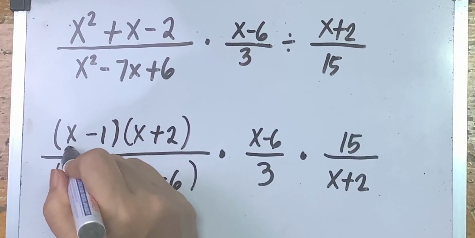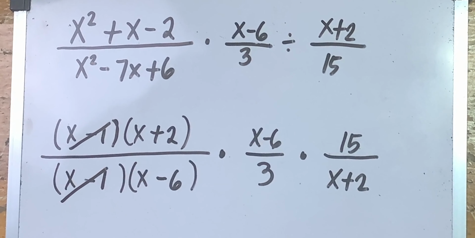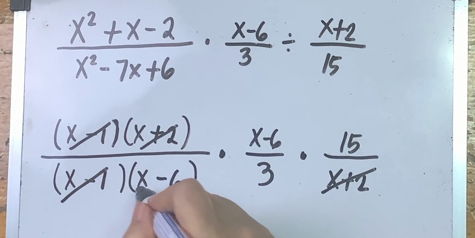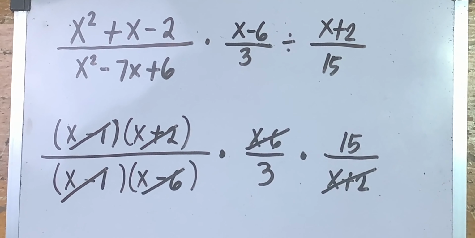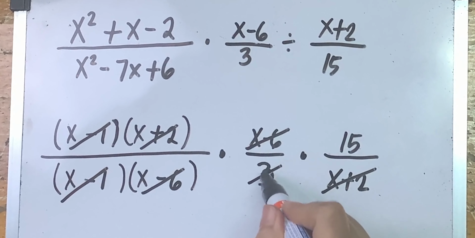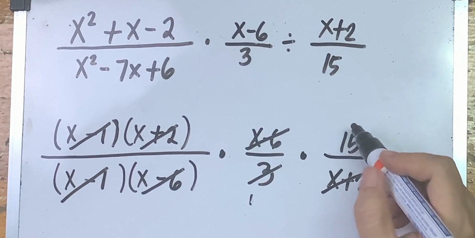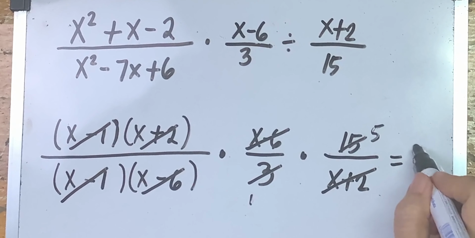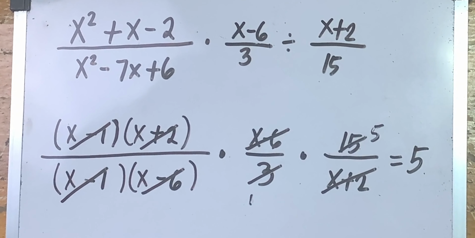Okay, x minus 1, pwede natin i-cancel dito. X plus 2, cancels with this. X minus 6, cancel with that. And then ito, we can divide both by 3. 3 divided by 3 is 1 and 15 divided by 3 is 5. So leaving us with simply 5 as our final answer.